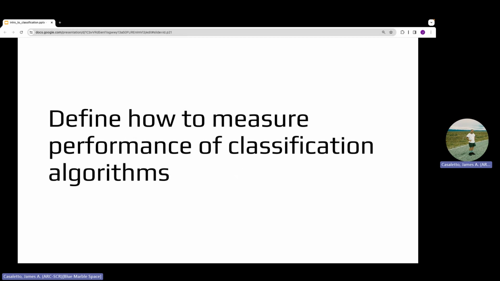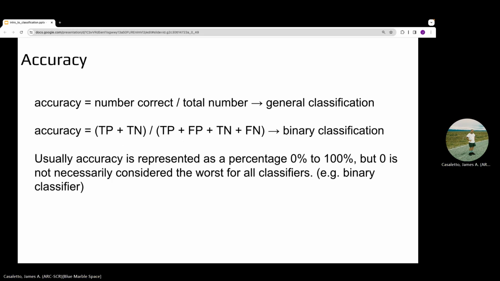In this section, we discuss how to measure the performance of classification algorithms. Accuracy is the most common metric used to evaluate a classification algorithm. It's like a score a student gets on an exam, the number of correct answers divided by the total number of questions. In binary classification, there are 2 possible outcomes, positive and negative, 0 and 1, true or false, whatever. For this discussion, we'll say that the 2 outcomes or classes are called positive and negative.